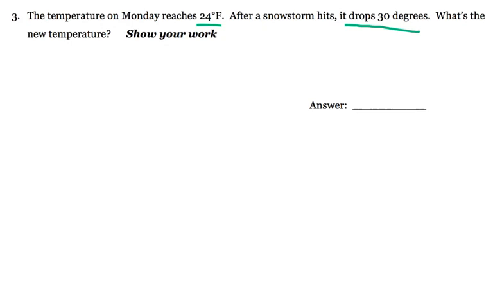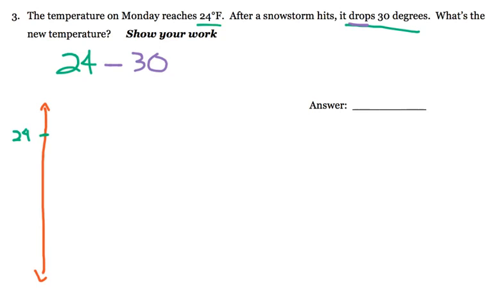So if we want to put this together into a number sentence, we have our starting temperature of 24 degrees. We see that the temperature is dropping, so we're going to be subtracting, and it drops 30 degrees, so we're going to subtract 30. You might look at this problem and, after working with integers, already have a shortcut, which you could totally use, but just in case you don't, here's something that will always work. An open number line.